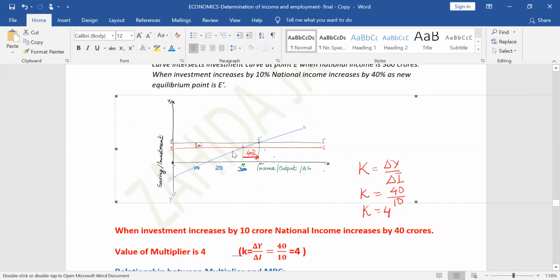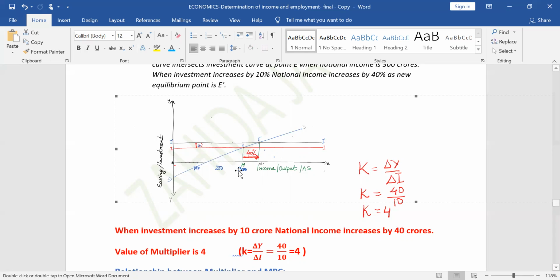Now, the most important point here is point E. Point E is the equilibrium point because here planned saving and planned investment are equal. The II curve and SS curve intersect at point E. So this is the equilibrium point, and the equilibrium level of income is 300.